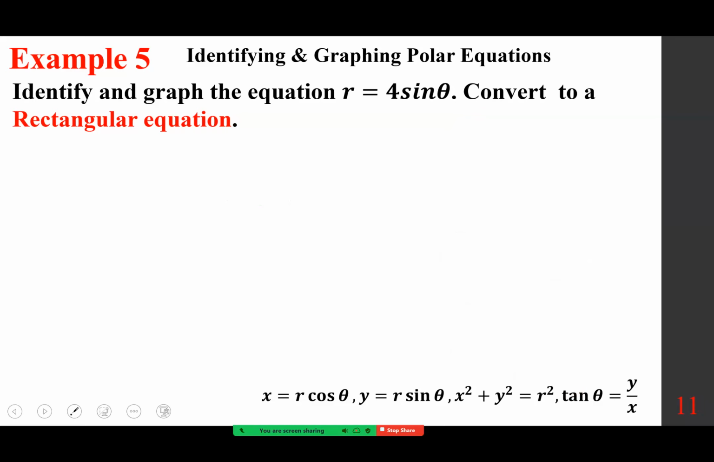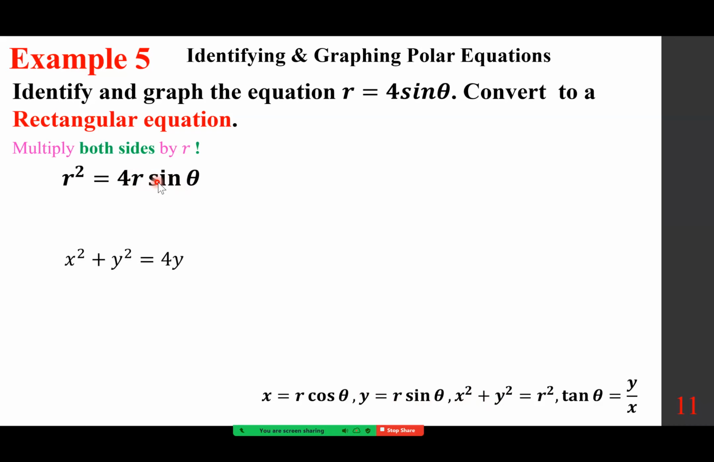All right, r equals 4 sine theta. We've done this before in the previous section. When that happens, the technique is to multiply both sides by r. Left side becomes r squared, right side becomes 4r sine theta. Left side r squared, we know to be x squared plus y squared. Right side, r sine theta can be replaced by y, so we have 4y, and you may recognize from algebra that is a circle.